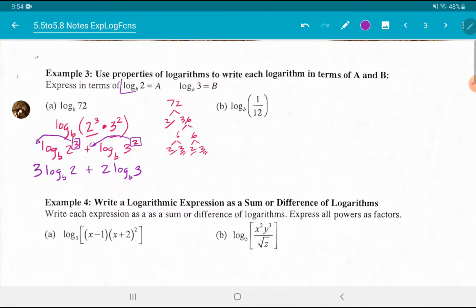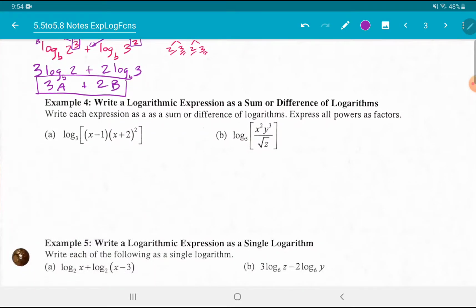Log base b of 2, if you recall, is technically a, so that's 3a. And log base b of 3, if you recall, is technically b, so that's 2b. So now we have 3a plus 2b. Our expression is in terms of a and b.